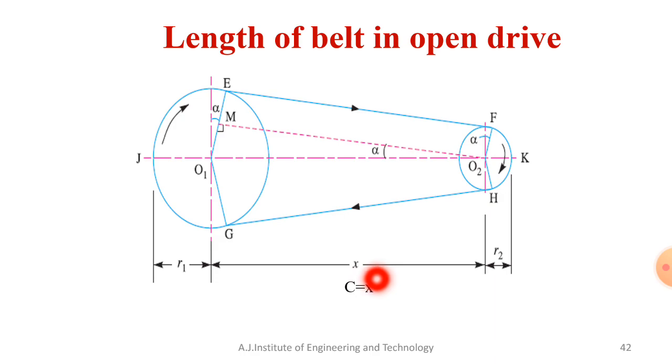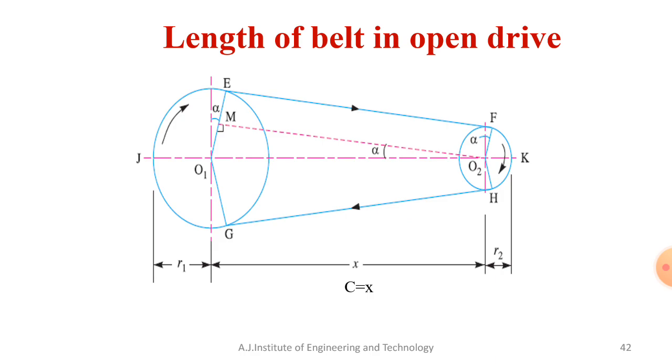Open belt drive means when the driver rotates in clockwise direction, the driven also rotates in the same direction, and then only we can use this type of belt drive. Before starting with the derivation, you have to follow certain construction. You have to draw certain lines. That also we'll see in the subsequent slide.